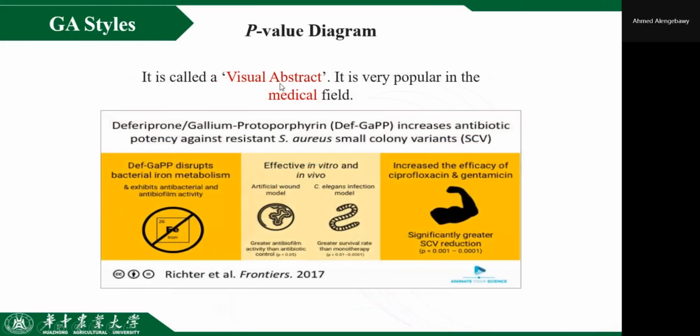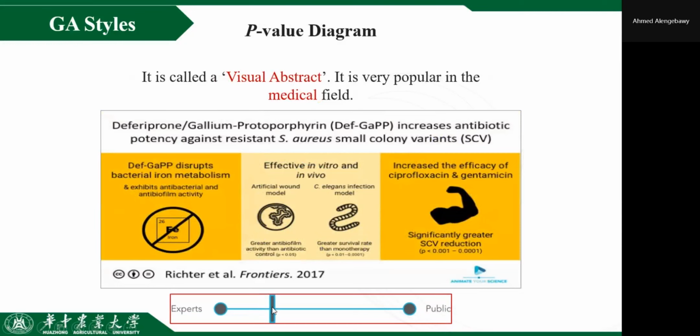The second type is called the p-value diagram, or it is also called a visual abstract. This abstract is most common in the medicinal field, as some treatments and some statistical work can be done, and you can show the impact of these treatments. About attraction, it is a little bit higher than the previous one in terms of public. It attracts some public audience.